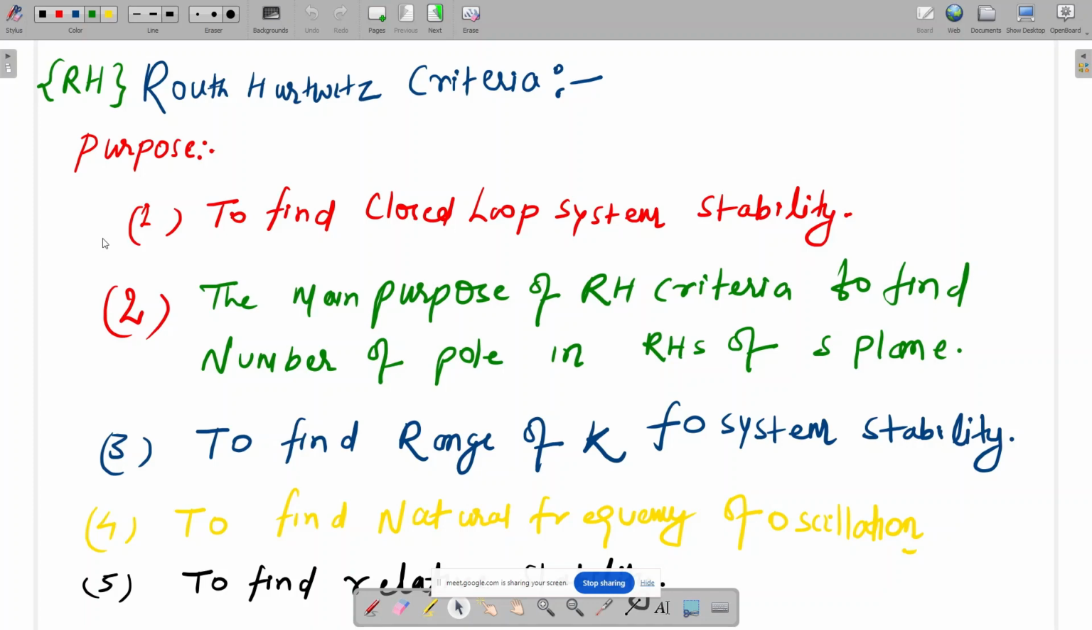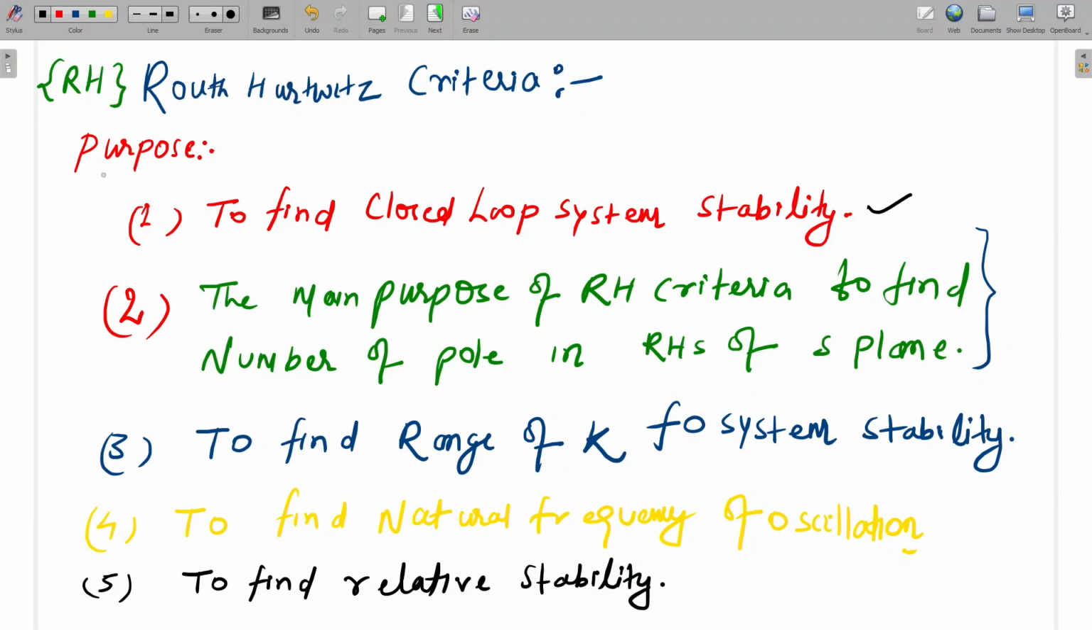One by one, I will discuss the theory first, and after that we'll see the variety of questions one by one. Why are we using the RH criteria? To find the closed loop stability of the system. The main thing is that with this rule we can find the poles in the right hand side of the S-plane. One limitation is that we cannot find the exact location of the pole, but we can find whether it is in the left hand side or right hand side of the S-plane.